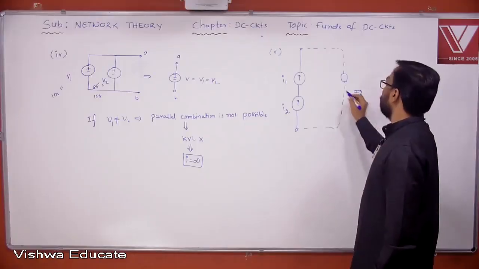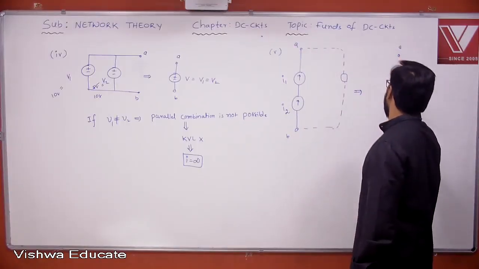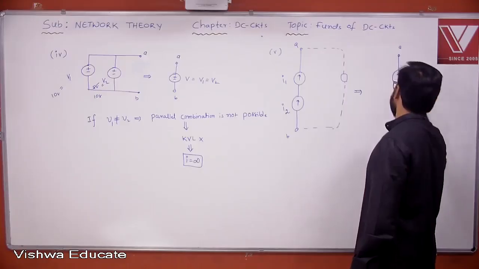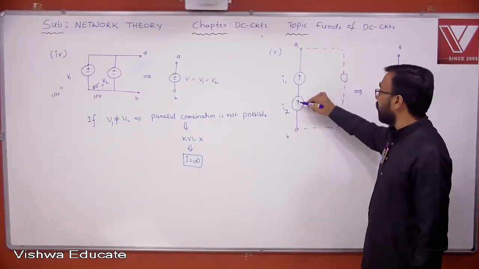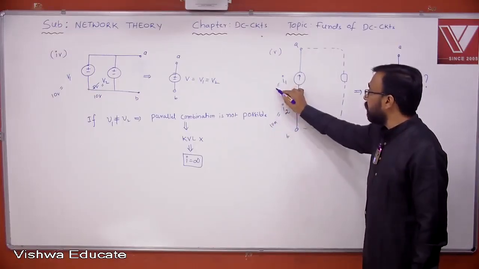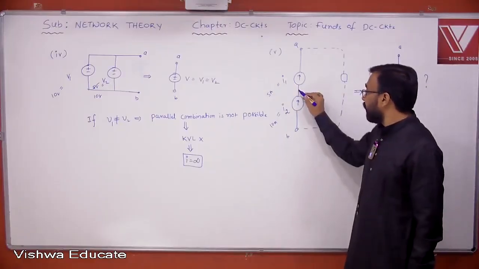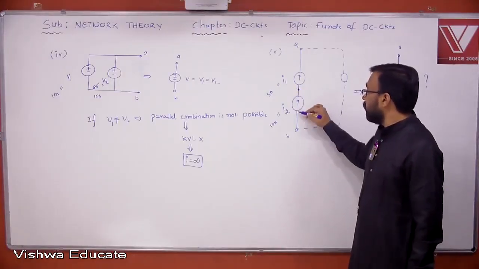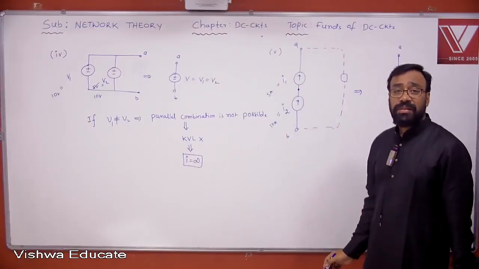I want to replace these 2 current sources by a single equivalent current source, that is I. What is its value? Just like in the previous case, when the 2 current sources are connected in series, suppose you have 10 amperes here and this is 5 amperes. Then what will happen here? If you apply Kirchhoff's current law at this node, 10 amperes is entering, but 5 amperes is leaving. That means KCL is getting violated.